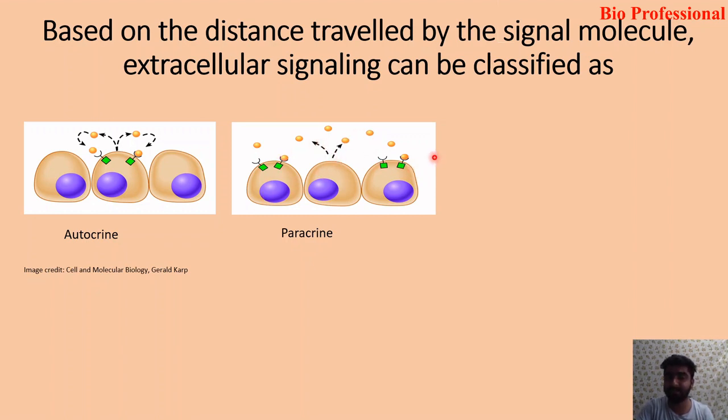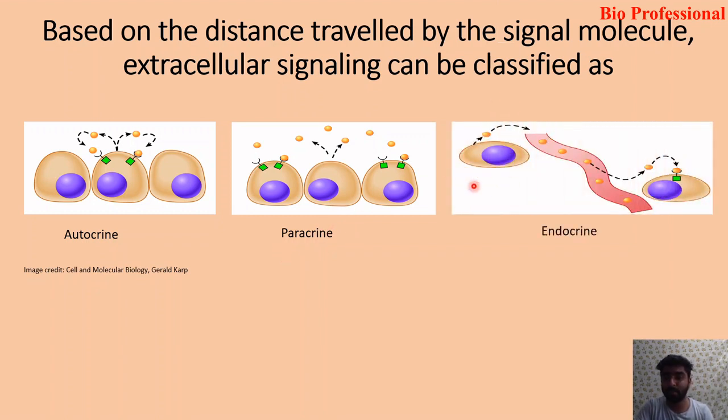And it travels some distance. Let's say there is another cell, so it just spreads its message locally. There is a signaling molecule and it binds to other cells present nearby. So this is called paracrine signaling.